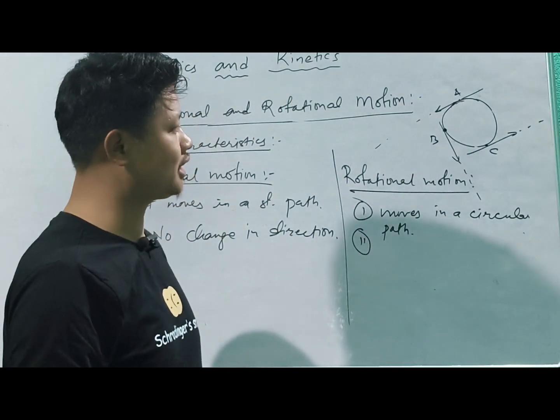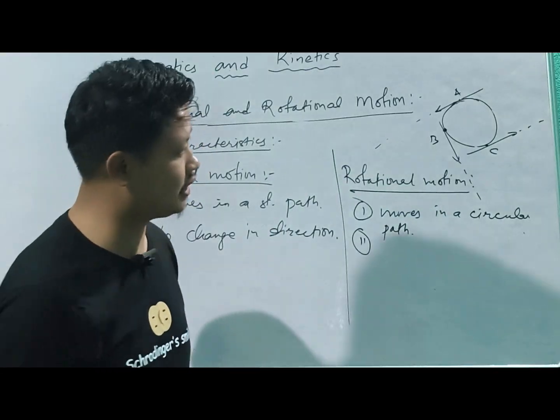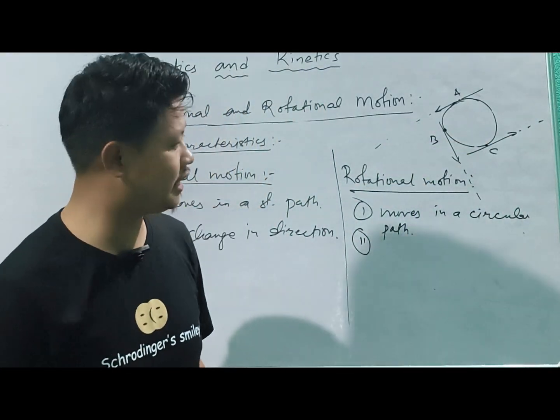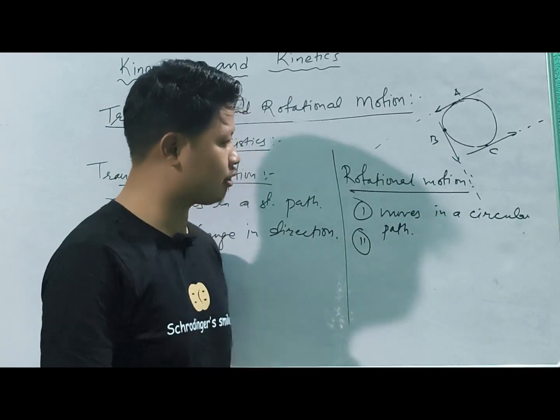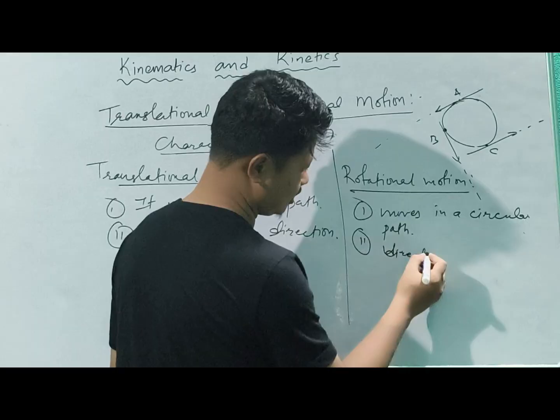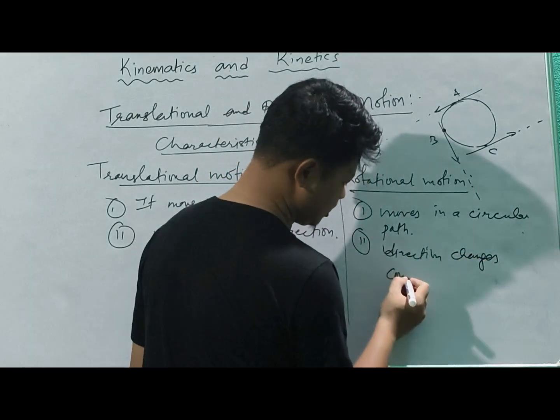So what did you see here? The direction of the object is continuously changing. After a few seconds at point B, the direction is different. After a few seconds at point C, the direction is different. That is why the direction changes continuously in a circular path.